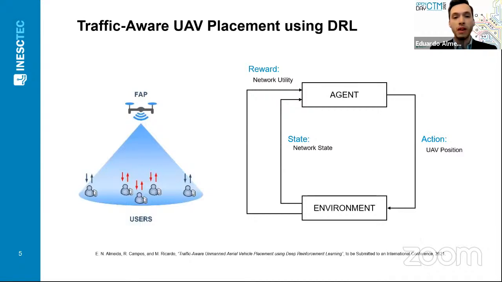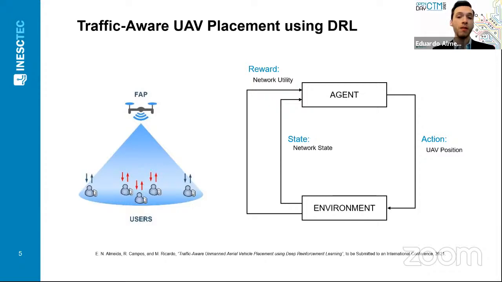So in this slide, we can see the proposed algorithm that we are working on to position a UAV that is serving a set of users on the ground. So we are modeling this problem as a deep reinforcement learning problem. In this case, our agent is the UAV that wants to learn where to position itself in order to maximize the utility, the network utility of the users.